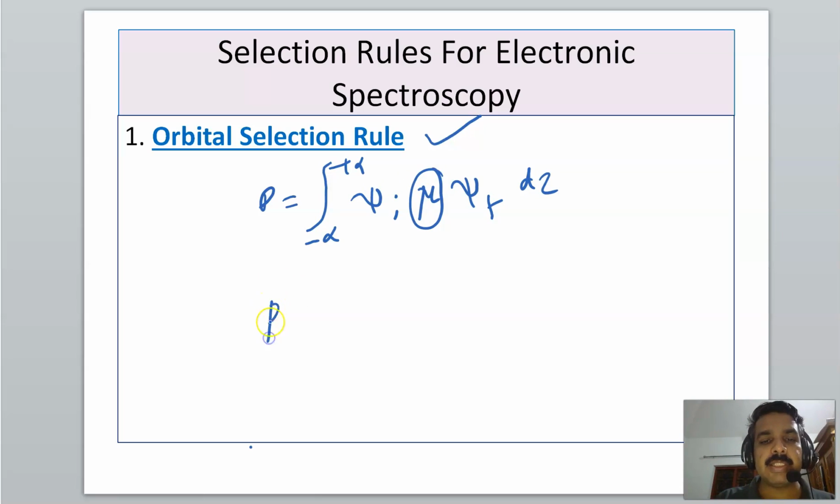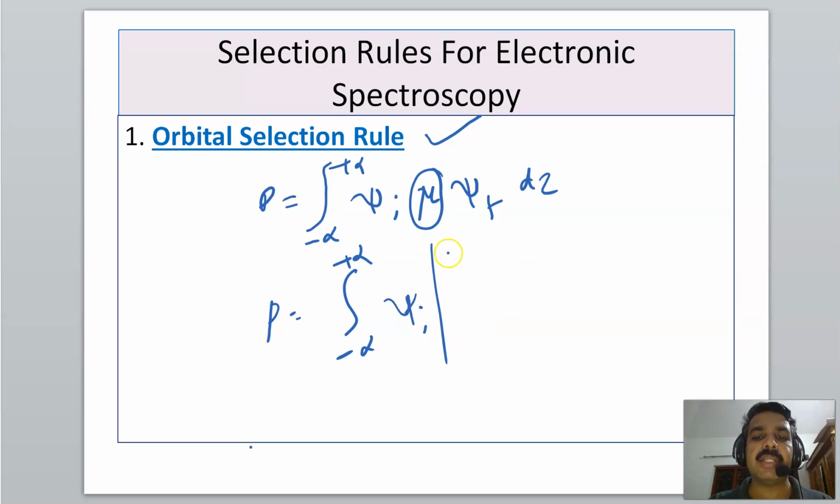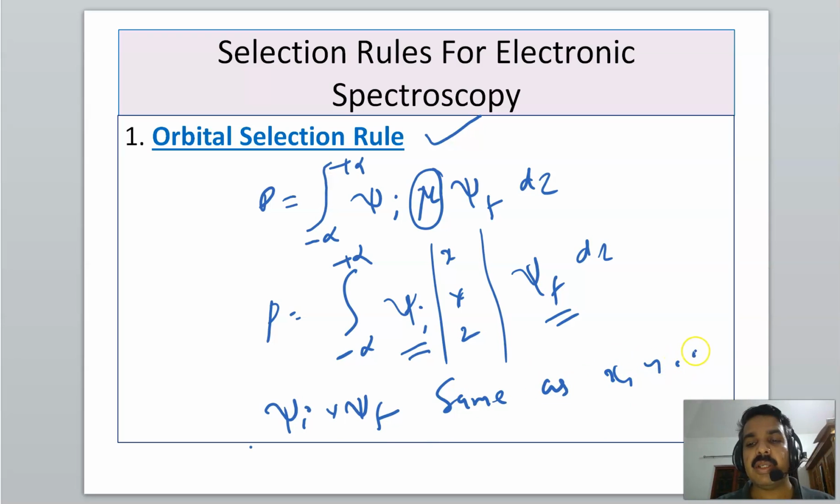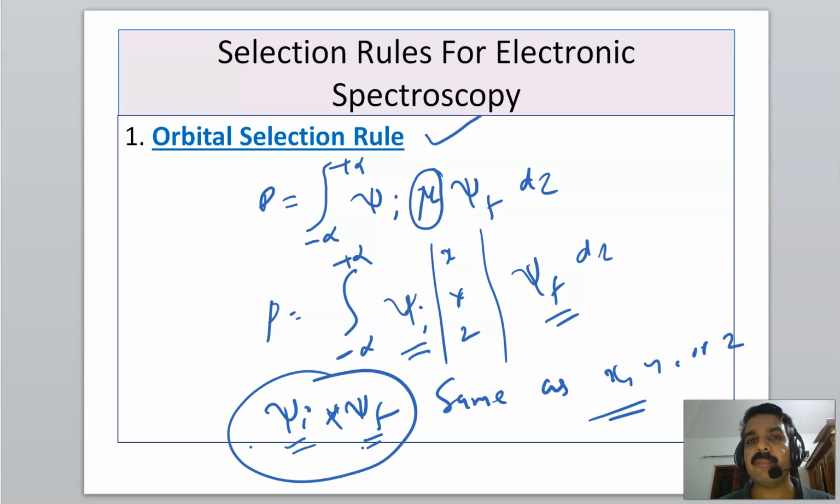That is, P is equal to the integral from minus infinity to plus infinity of psi I, this dipole moment, which can be resolved into 3 components in x, y, z direction. So the dipole moment operator is the x, y, z Cartesian coordinate itself, into psi f d tau. For a transition to be probable from the initial orbital to the final orbital, the direct product of psi I and psi f should be the same as the symmetry of x, y or z. The orbital selection rule is very simple: the direct product of the symmetries of the initial and final orbitals, or wave functions, should be the same as the symmetries of the Cartesian coordinate x, y or z.